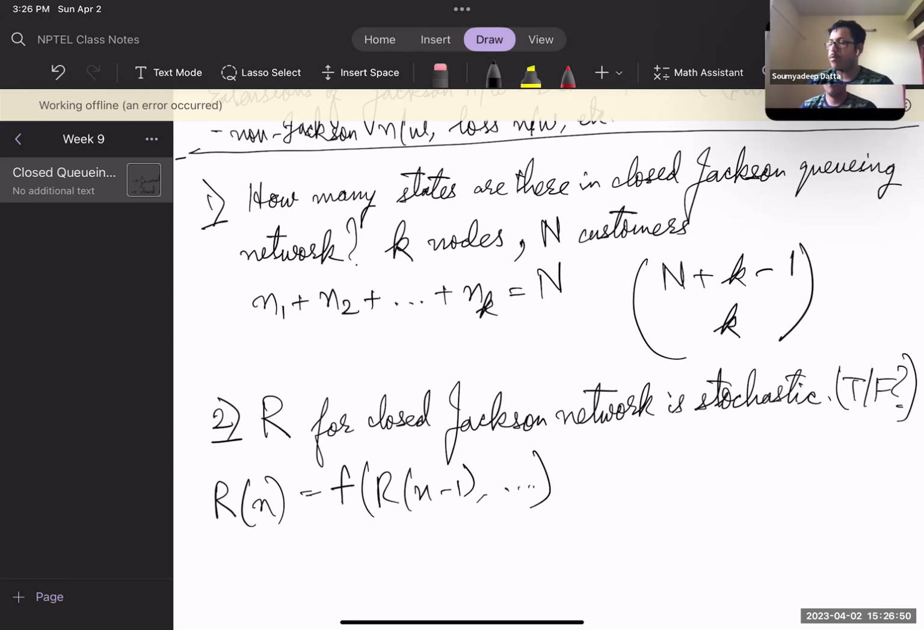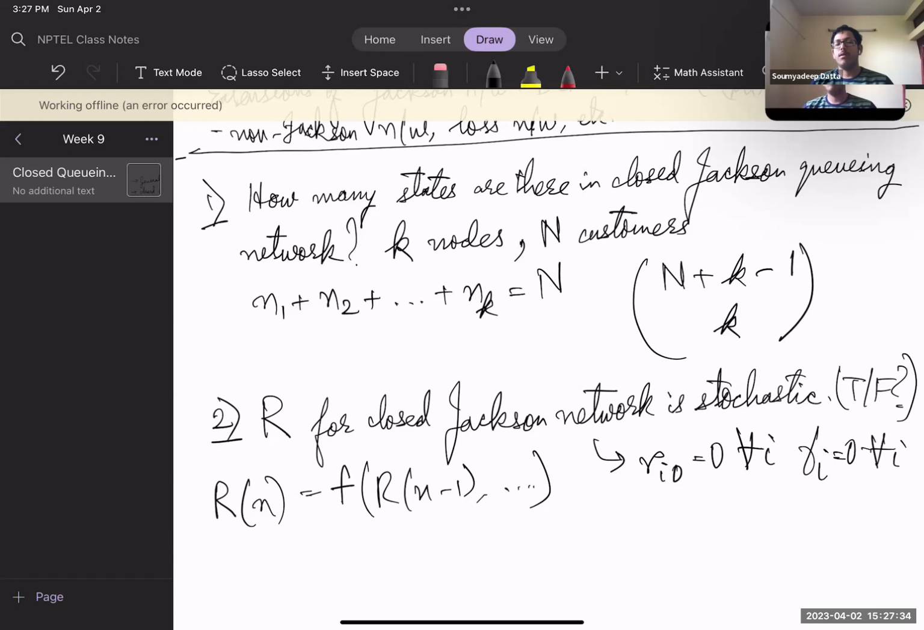So for a closed Jackson network, what we have is R_i0 equal to 0 for all i, and also gamma_i equal to 0 for all i. So nothing enters or leaves the system. And hence it has to be a stochastic process, right? Because we don't have the R_i0 quantities that actually make jobs or customers just leave the system altogether.